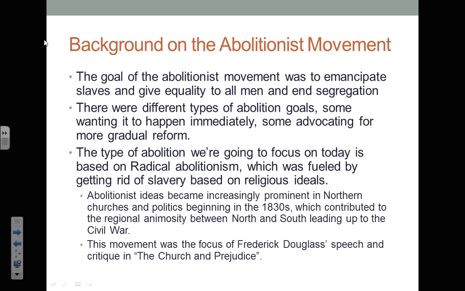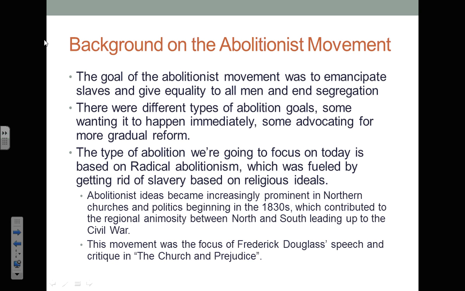So abolitionist ideas became increasingly prominent in northern churches and politics beginning in the 1830s, which contributed to the regional animosity between North and South leading up to the Civil War. So people in all different areas were getting angry, and northern churches were really, really advocating for slavery to be abolished. This movement was the focus of Frederick Douglass's speech and critique in the Church and Prejudice.